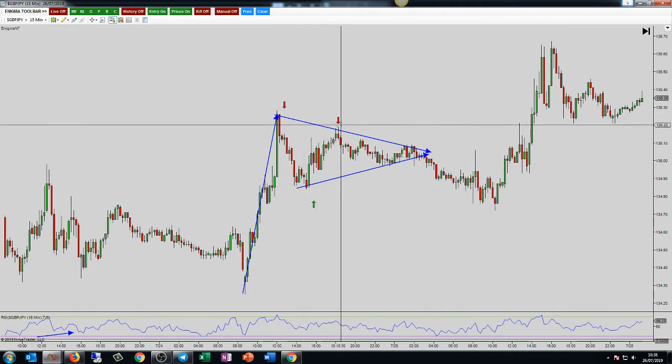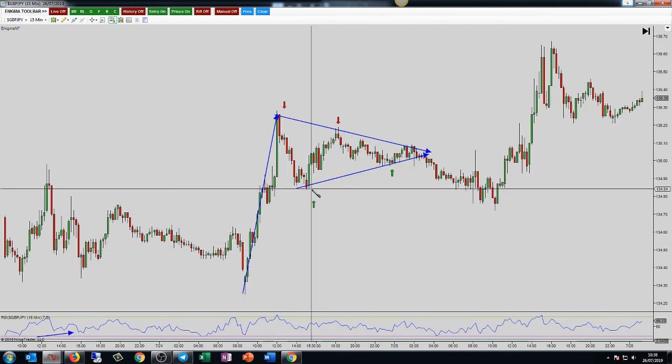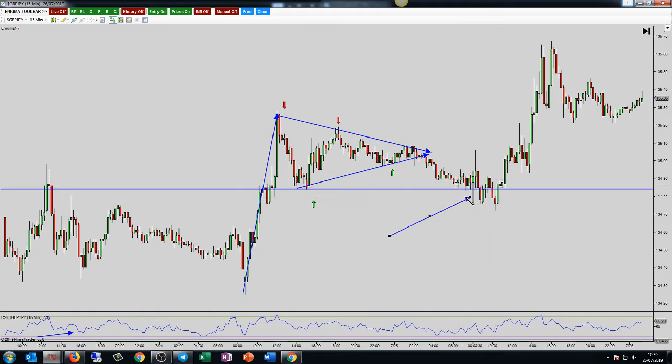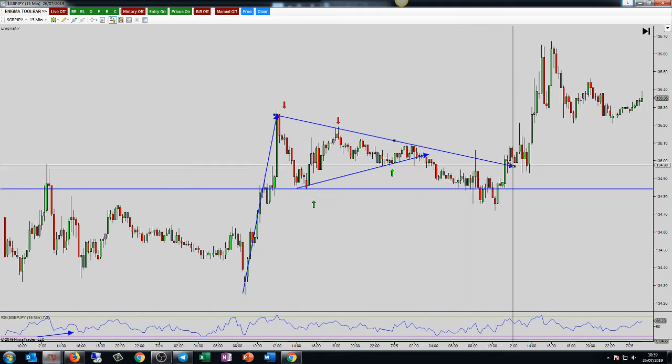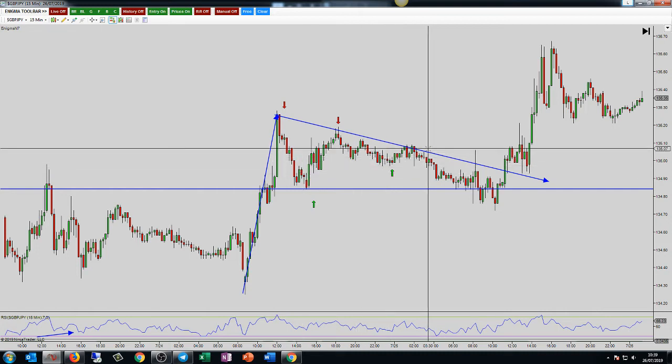1, 2, 3, 4. And you can see actually we never violated structure. So if I put a structure level on just here at the very lows, then we had this spike that came down, and if you look, we actually held structure. We never actually violated structure. This may have turned into a normal flag pattern.